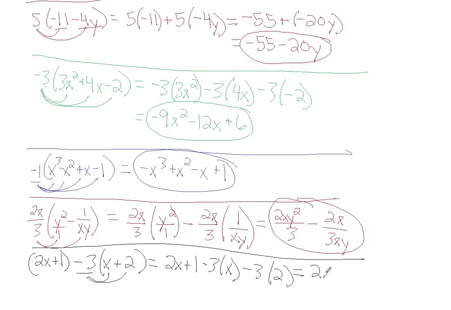Now we can multiply this out. We have 2x plus 1. We can rewrite with a minus 3x. Minus 3 times 2 is minus 6. Okay, and now we can combine like terms. We have 2 terms with x, and then we have 2 whole numbers. So 2x minus 3x is a minus x. Then we have a positive 1 and a minus 6. 1 minus 6 is a minus 5. Minus x minus 5. And that's our answer.